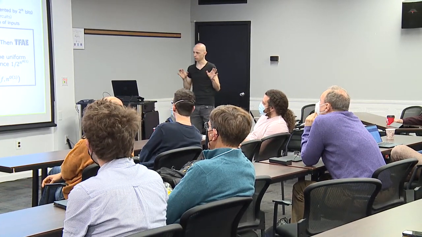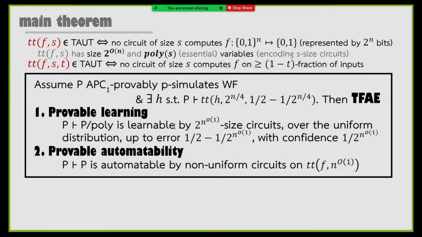So there is actually a very natural way how to formalize this notion of approximate counting in the proof system so that the proof system can reason very fluently about the notion of learning and prove standard theorems about it. The second statement is provable automatability. And this says that P proves efficiently that P is automatable by non-uniform circuits on propositional formulas TTF poly n.